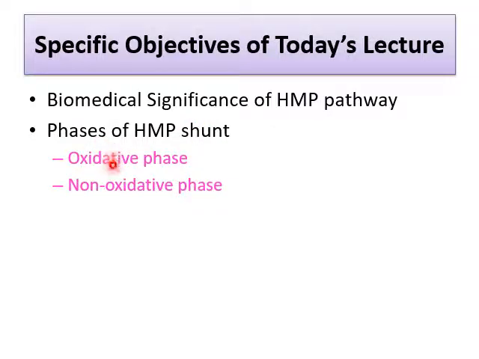One is the oxidative phase, in which irreversible reactions take place, and we create a special structure which is called NADPH. And then the second phase is the non-oxidative phase, in which some reversible reactions occur, and we get different kinds of sugars ranging from 3 carbon to 7 carbon.